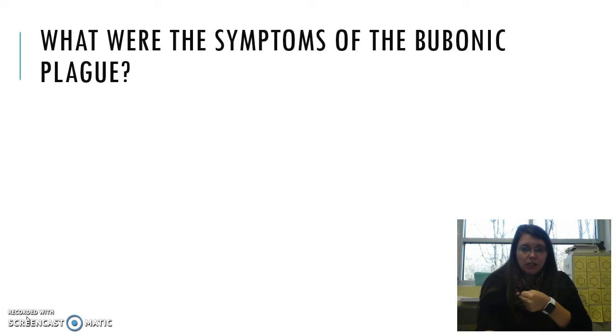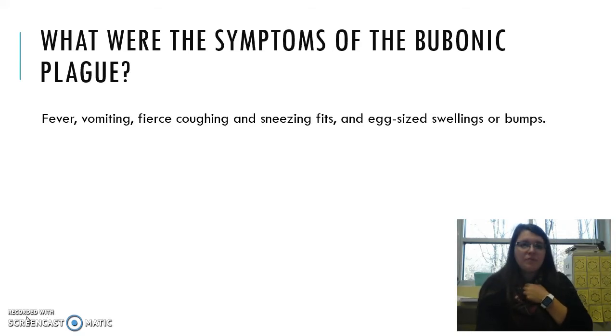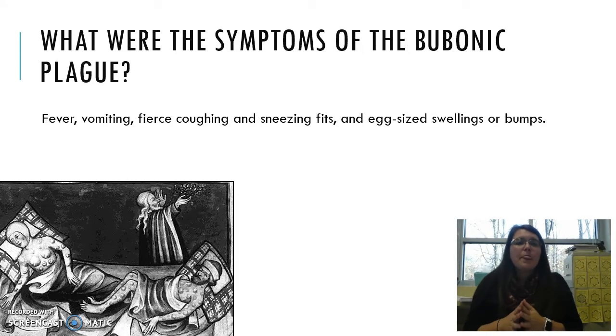So the symptoms. Oh, it's the gross part. Sorry. So here are your symptoms. You have fever, vomiting, fierce coughing, constant sneezing fits, and these egg-sized swellings or bumps. If you look at the picture on the bottom of your screen, you're going to see these two guys laying there with all those bumps. These bumps were gross. They called them tumors. Basically, once those things appeared, you were done for. They were black and blue blotches on the skin of everybody. It's not really that great.